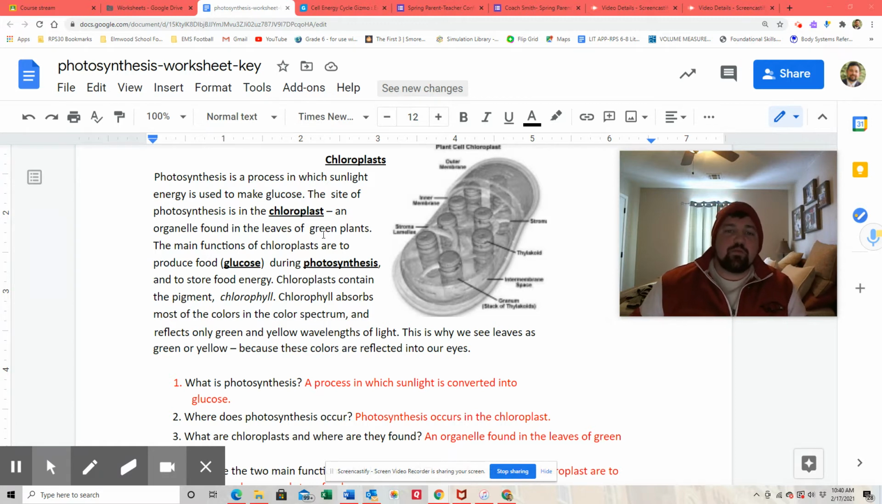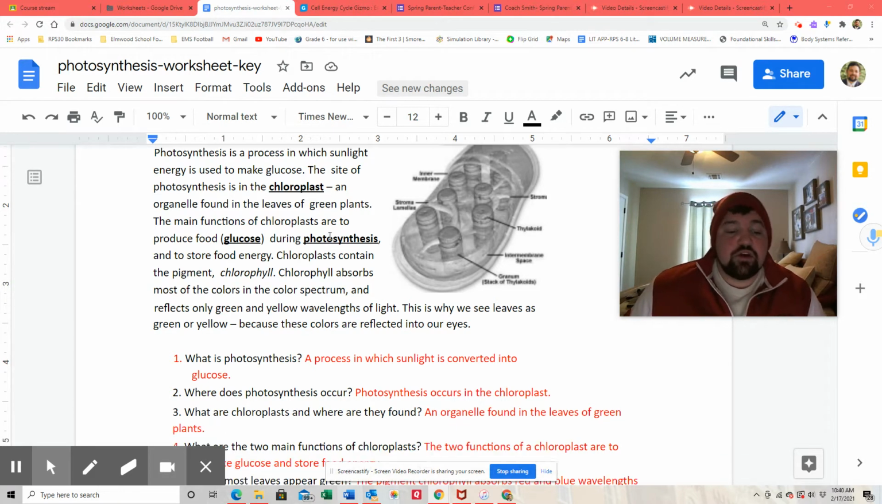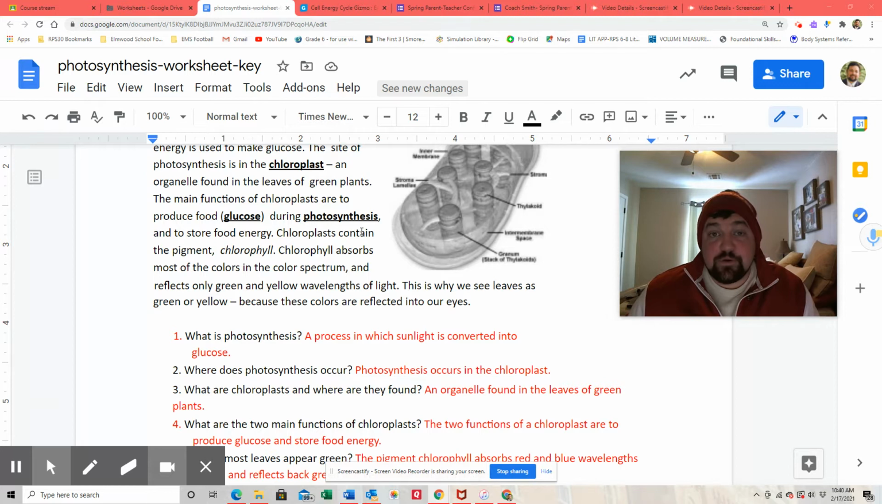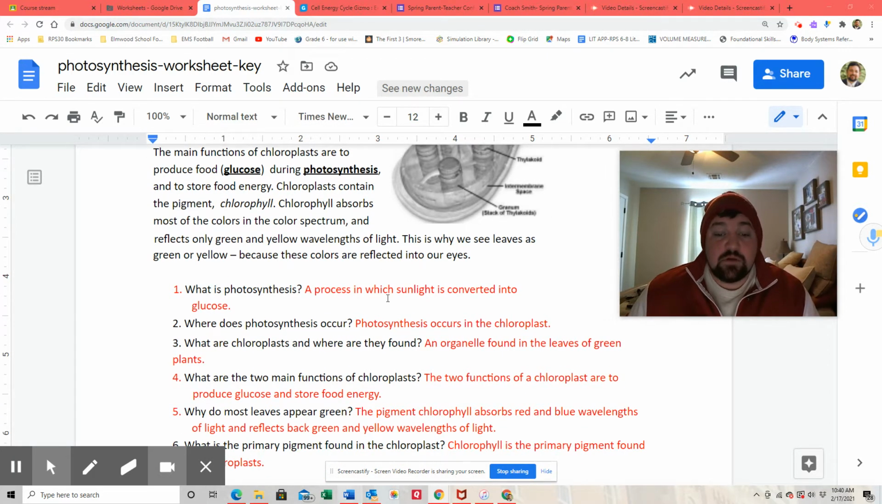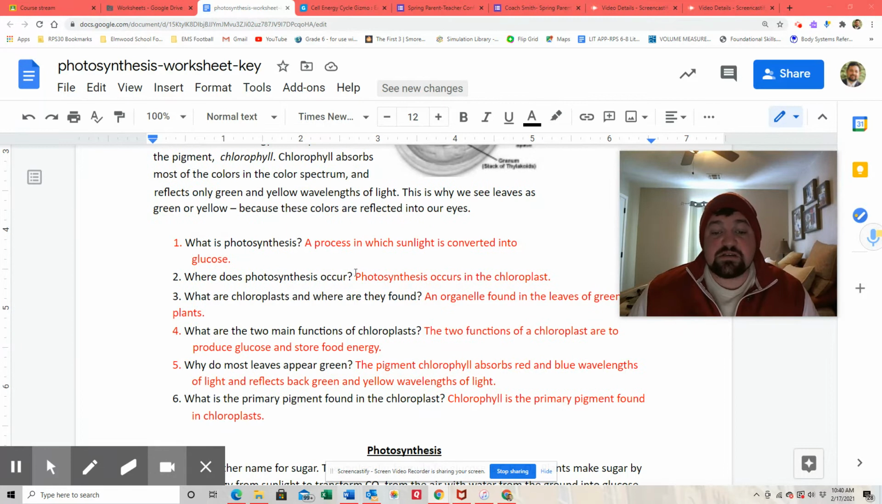So, just a simple paragraph giving you information. You're going to pull these answers from this paragraph or your notes or what you already know. So, what is photosynthesis? Verbatim, straight from the paragraph, a process in which sunlight is converted into glucose. Where does photosynthesis occur? It occurs in the chloroplast. What are chloroplasts and where are they found? They're an organelle found in the leaves of green plants.